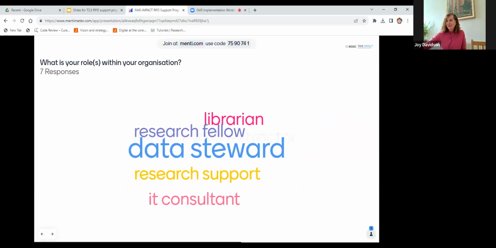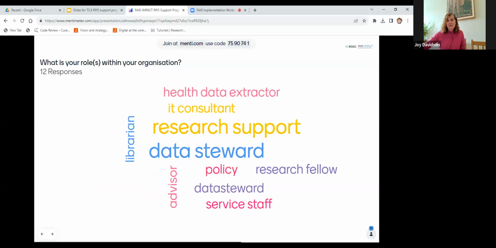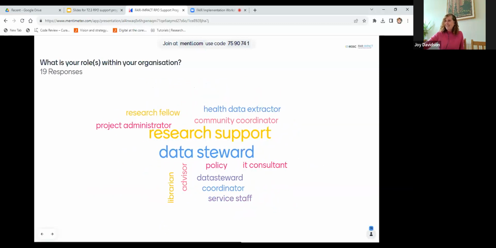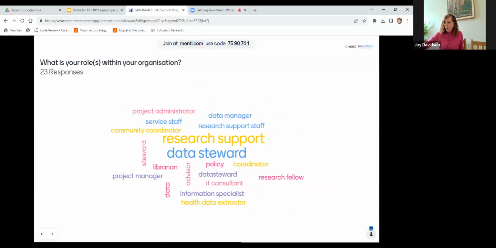Research fellows, research supports, health data extractor. That's a new one for me. I've never seen that term before, so that's quite interesting. Great. IT consultants, so I think that's good. We're seeing lots of different roles coming up.